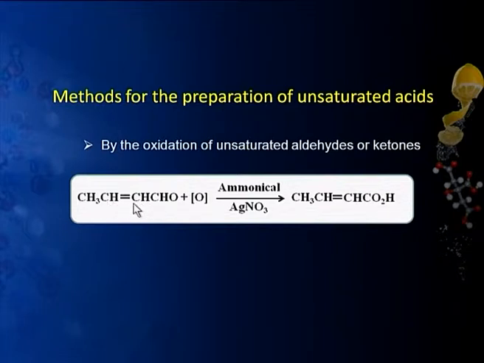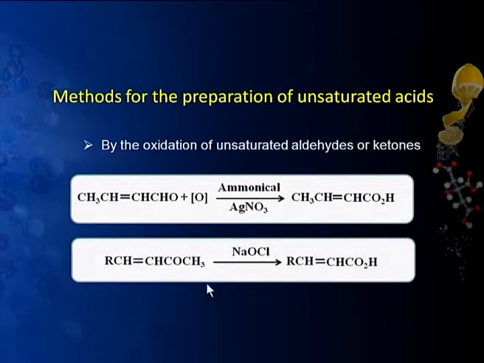So we can oxidize such compounds only with mild oxidizing agents, and one of the oxidizing agents that is used is ammoniacal silver nitrate, also known as Tollens reagent. Tollens reagent oxidizes only the aldehyde group and it does not disturb this double bond. So this crotonaldehyde is oxidized into crotonic acid on treatment with ammoniacal silver nitrate.